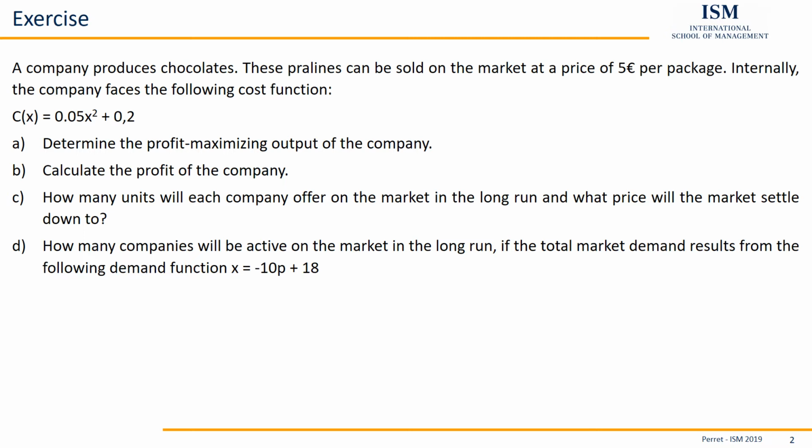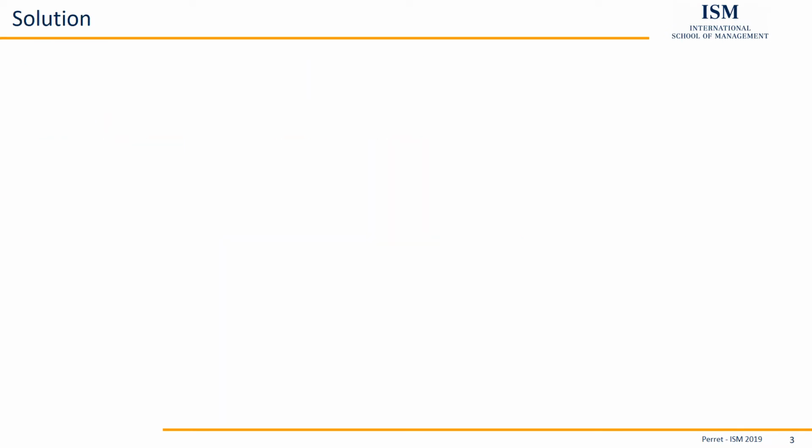Okay, before we can start with any of these four parts, we first have to do some small preliminary work. This means we need to calculate the average and the marginal costs. So let's just copy the cost function. If we are asked about the marginal costs, that just means we calculate the first derivative of the cost function. So here, the first derivative is just 0.1x, because the 0.2 is dropped as this is fixed cost and does not change.